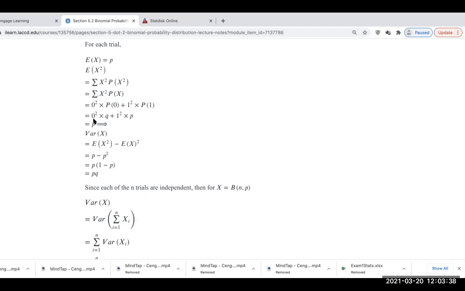0 squared times q is 0. 1 squared times p is p. And so I get that the expected value of X squared is p. Therefore, the variance is the expected value of X squared, p, minus the square of the expected value of X, which is p squared. Factor out p, so there's p times 1 minus p, but 1 minus p is q. So for each trial, the variance of X is pq.